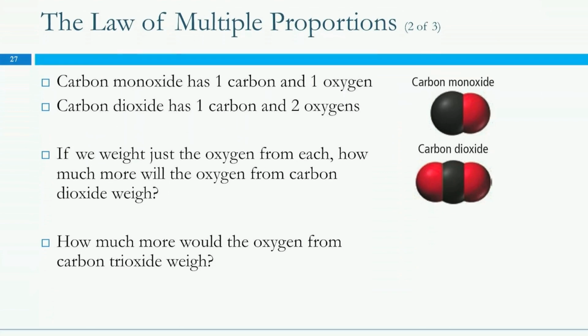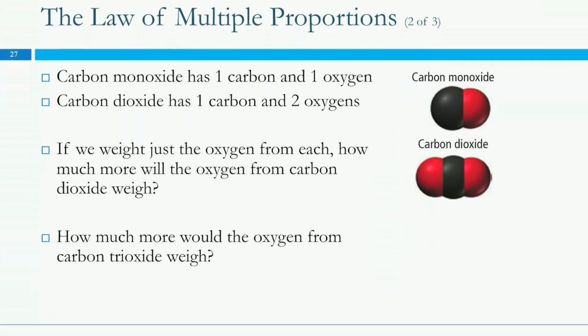Okay, so carbon monoxide has 1 carbon and 1 oxygen. Cool. Carbon dioxide has 1 carbon and 2 oxygens. So if we just weigh the oxygen from each, how much more will the oxygen from carbon dioxide weigh? It's twice the amount, because carbon dioxide has twice as many oxygens as carbon monoxide.